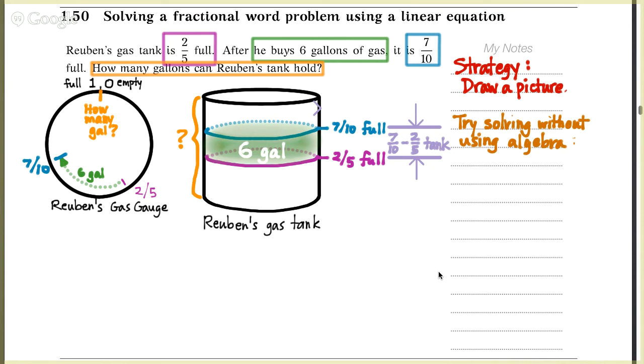And the answer to that question is going to ask us to determine the difference between how full his tank was in the beginning, 2/5, and how full his tank was at the end, 7/10. So what I need to know is, what's 7/10 minus 2/5? How much of the tank is that 6 gallons? And so it looks like we have to subtract a couple of fractions, 7/10 minus 2/5.